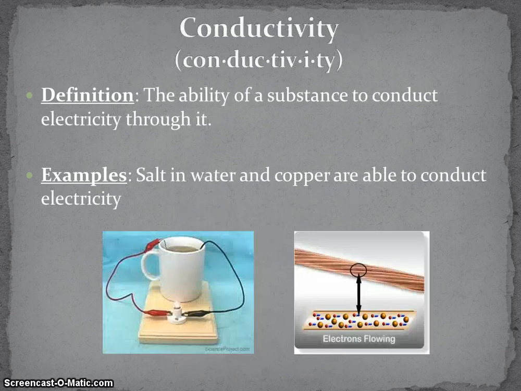Conductivity. Conductivity is the ability of any substance to conduct electricity through it. Salt in water and copper wires are examples of conductive substances or materials. And here you see schematics showing both of them.